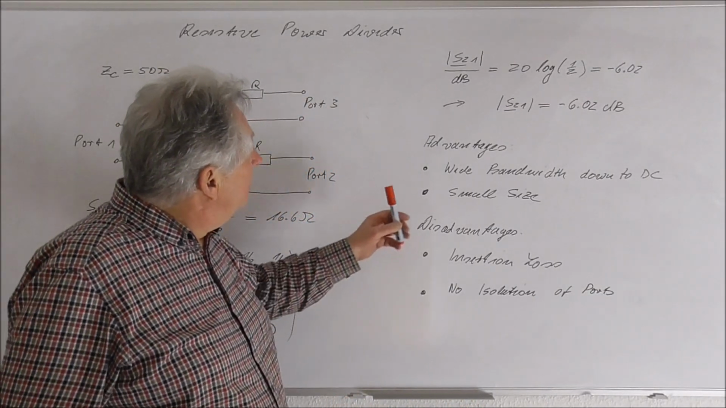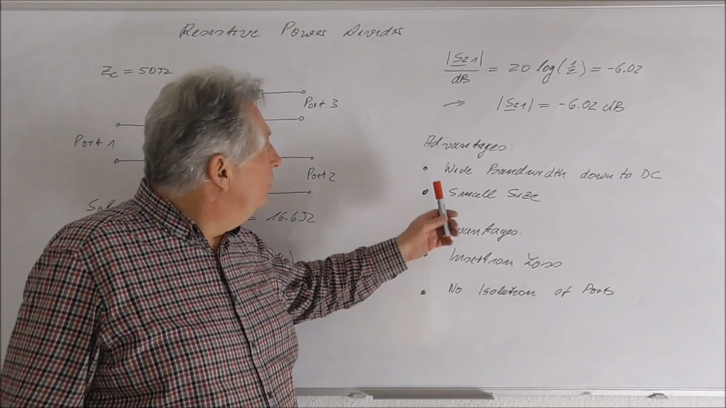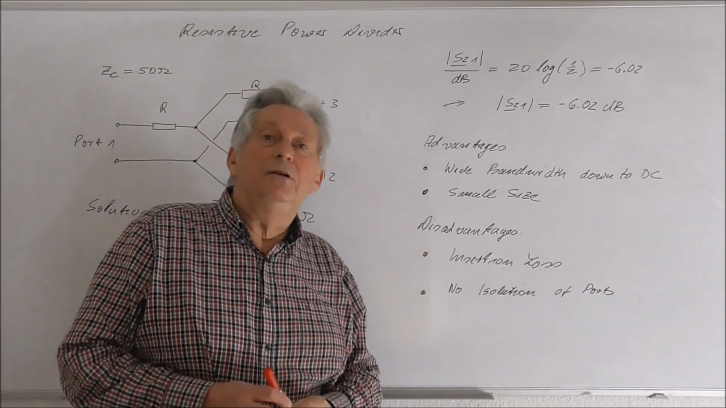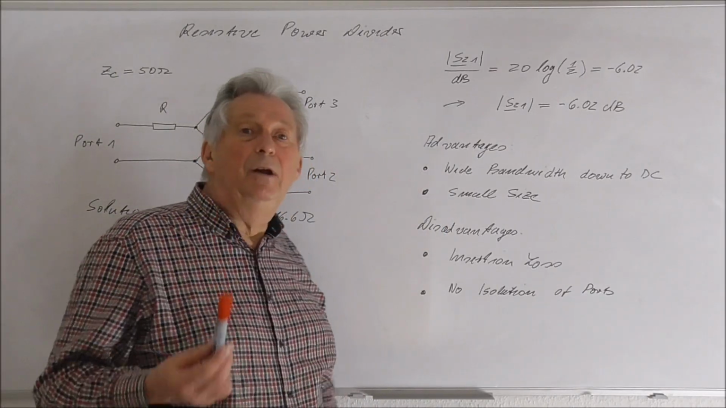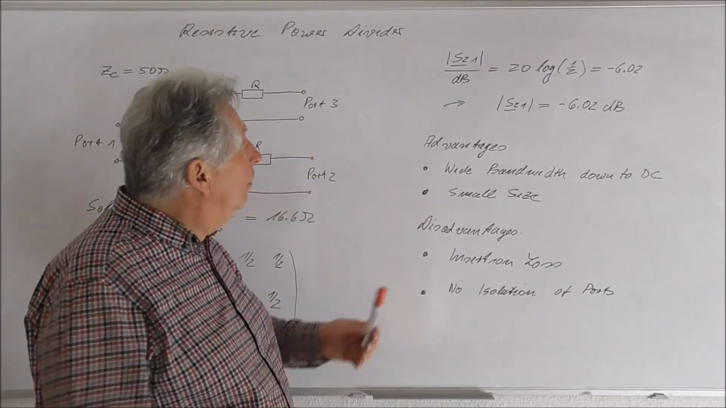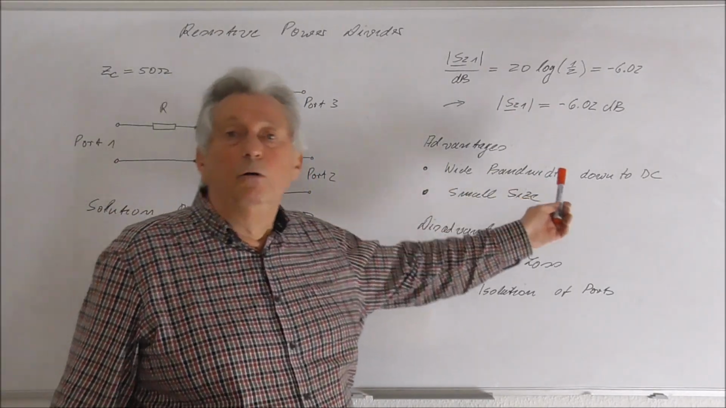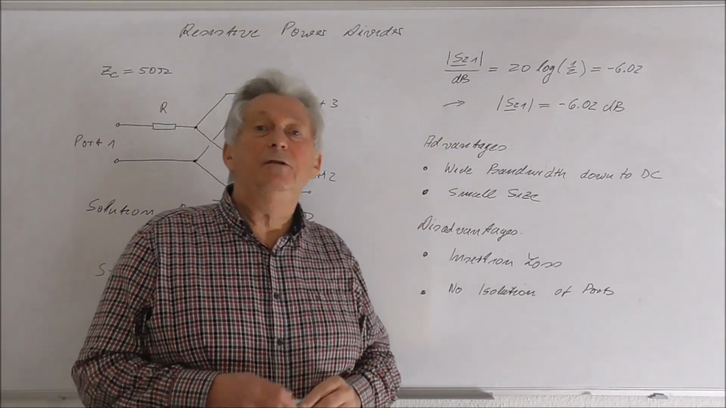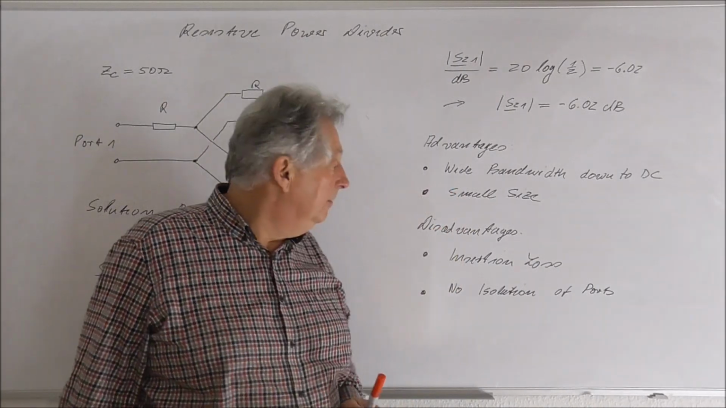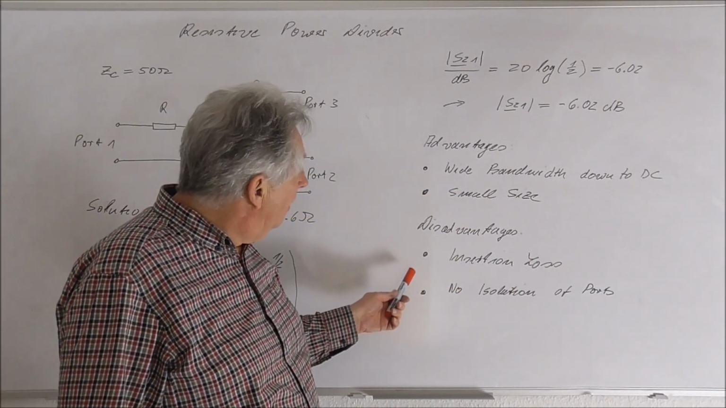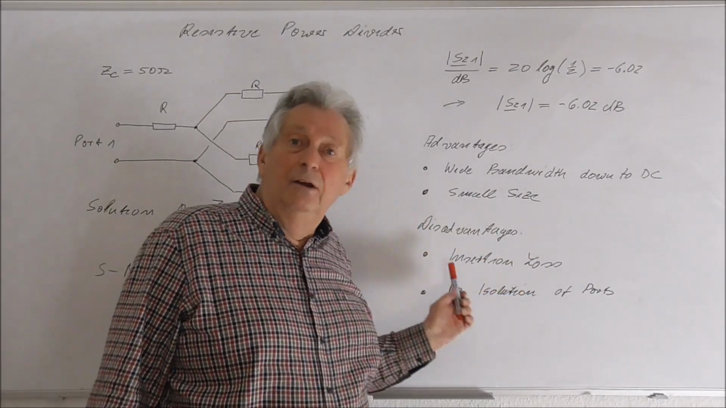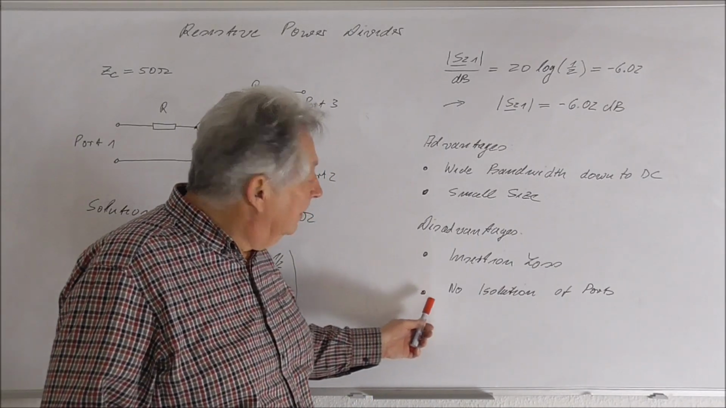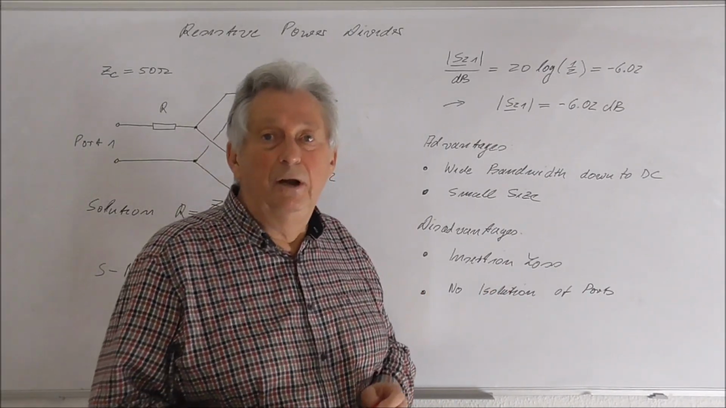And now I want to discuss just some advantages. A very interesting point is that the resistive power divider is extremely broadband. This is a power divider which goes down to DC, and of course depending on the resistors it has a small size. As a disadvantage we have an insertion loss compared to a lossless power divider, and between the ports there is no isolation.